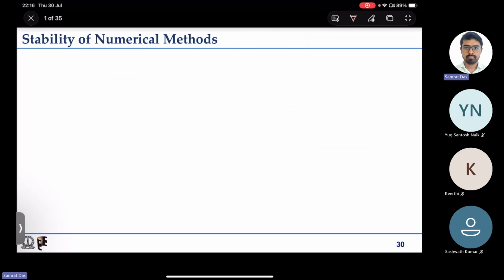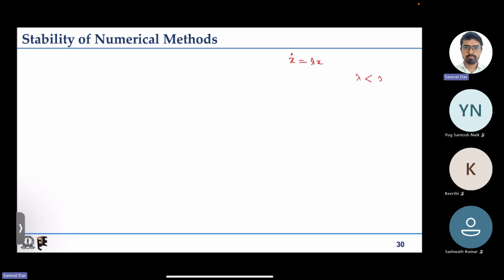So the basic thing that we are discussing is for a stable system, for example, x dot equal to lambda x, and this system is stable for lambda less than 0, right? The system x dot equal to lambda x is actually stable for lambda less than 0 and is unstable for lambda greater than 0. So this is unstable, and this is stable.